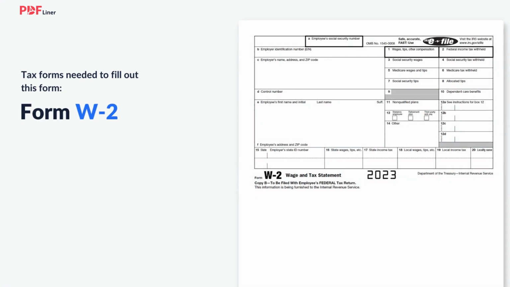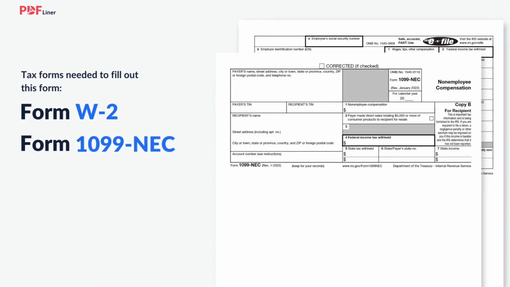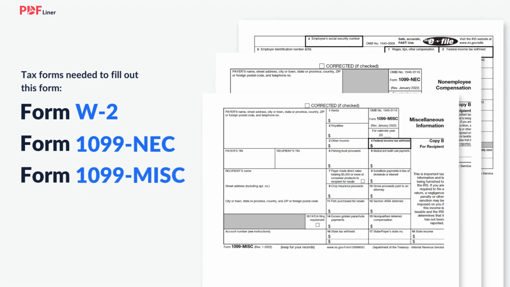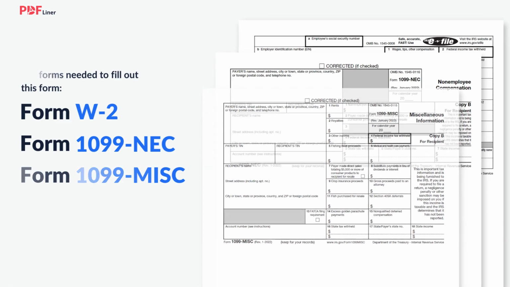Make sure you have all the tax forms needed to fill out this form. For example, Form W-2 if you are an employee, Form 1099-NEC in case you are an independent contractor, Forms 1099-MISC if you received any miscellaneous income during the year.